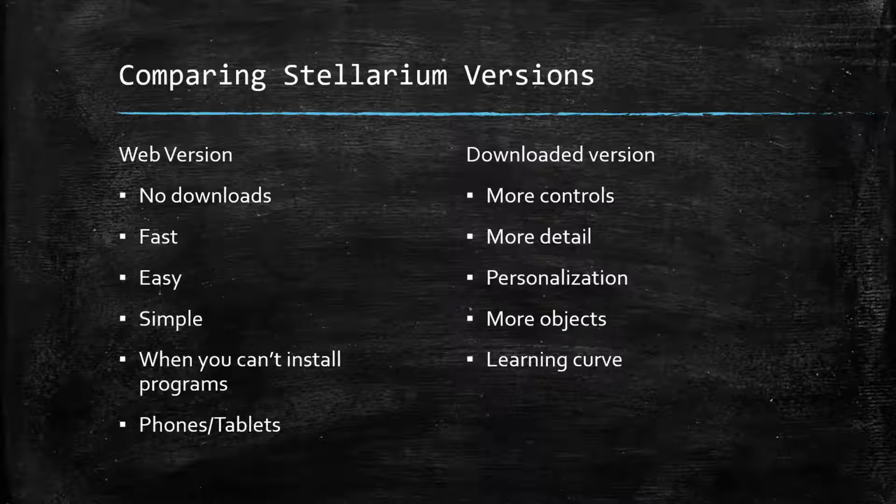That being said, the downloaded version has a lot more controls. There are things that you can control on the downloaded version that you just don't have control over at all on the web version. There's a lot more detail. You can personalize and save settings in the downloadable version. There are a lot more objects to see, but there is a steeper learning curve. It takes a lot more practice. That being said, I use them both and find great reasons to use either version of Stellarium.